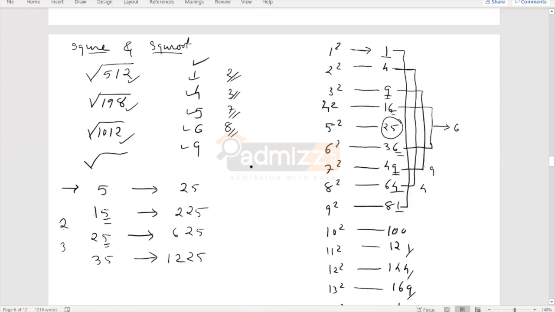And suppose 85 I have given, so square of 5 is 25, 8 increased by 1 is 9, 9 multiplied by 8 is 72, so it will become 7225, the square of 85. Now 105. So square of 5, this is 25. 10 multiplied by 11, this is 110. So 11025. In this way, you can take the square.